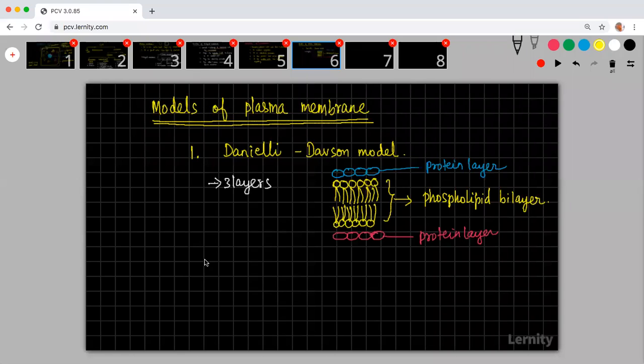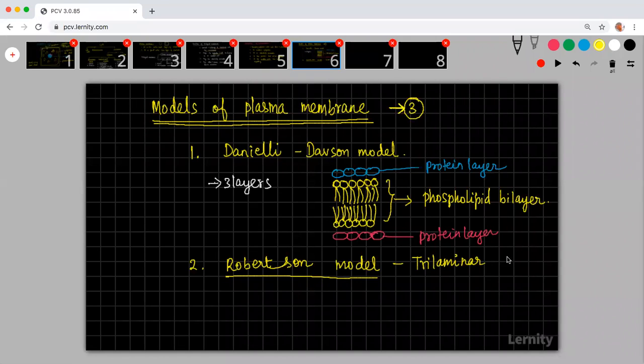Then the second model is by Robertson. Three models are there, and the third one is the correct one. So the first model is what we are studying. The second model is by Robertson. This model is also called the trilaminar model.